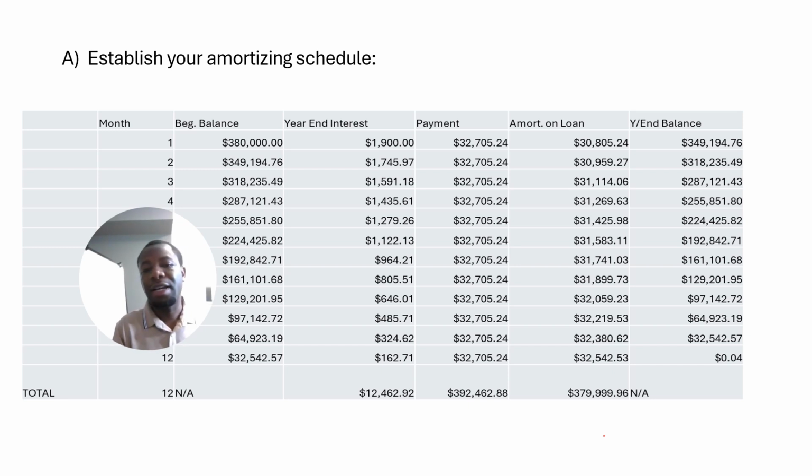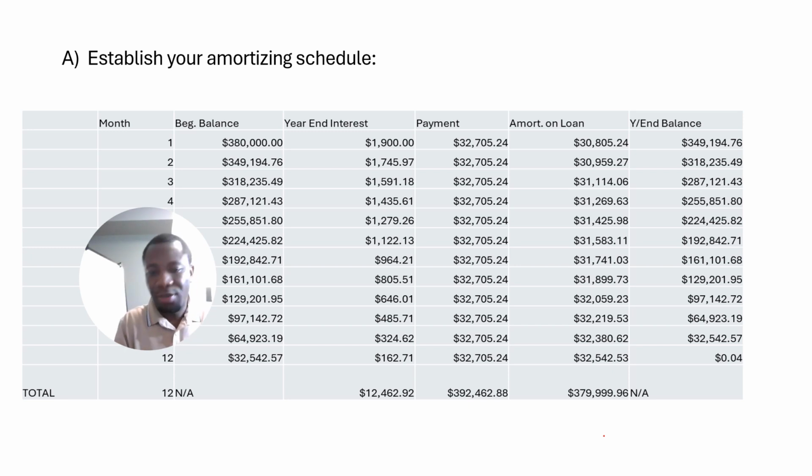Now to make it easier, what you're going to be doing is take your payment of 32,705 and 24 cents and take out your interest portion. After taking out your interest portion, it's going to leave you with the amortization on the loan amount. Now you do the same from month 1 to month 12.